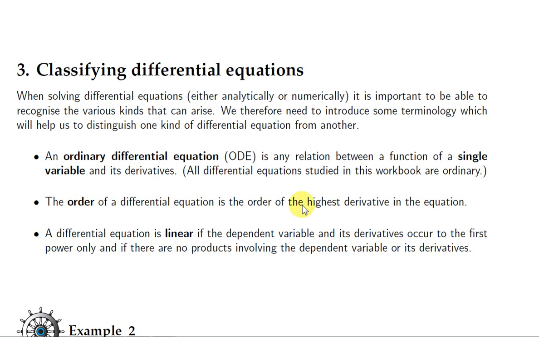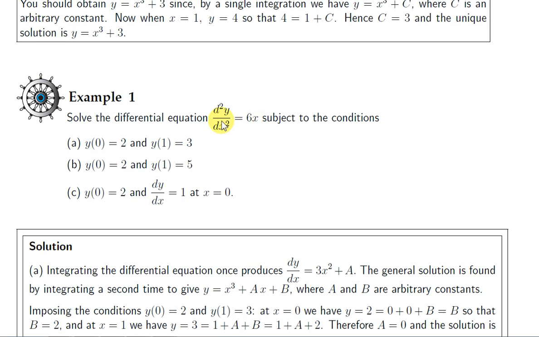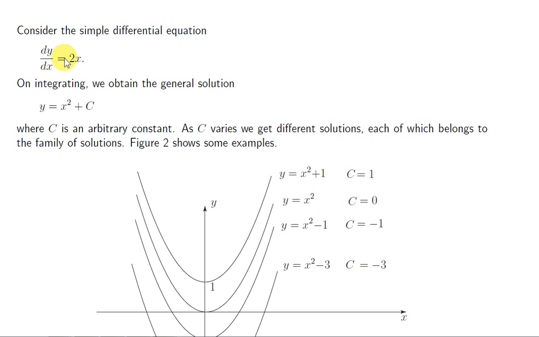The order of a differential equation is the order of the highest derivative in the equation. So for example, the order of the highest derivative in this differential equation is 2. So this is called a second order differential equation. The order of the highest derivative in this differential equation here is 1. So this is called a first order differential equation. You don't see the 1 appearing here. We're just taking the first derivative of y with respect to x. So it's a first order differential equation.